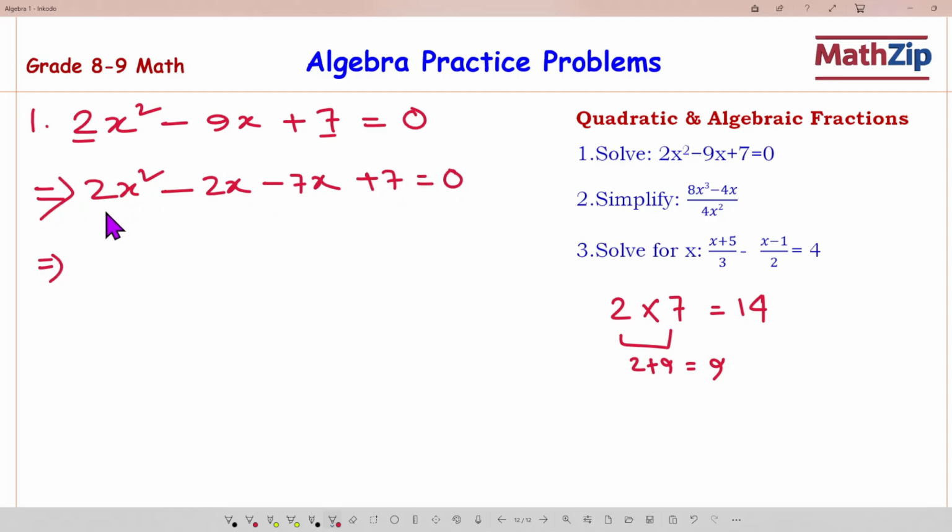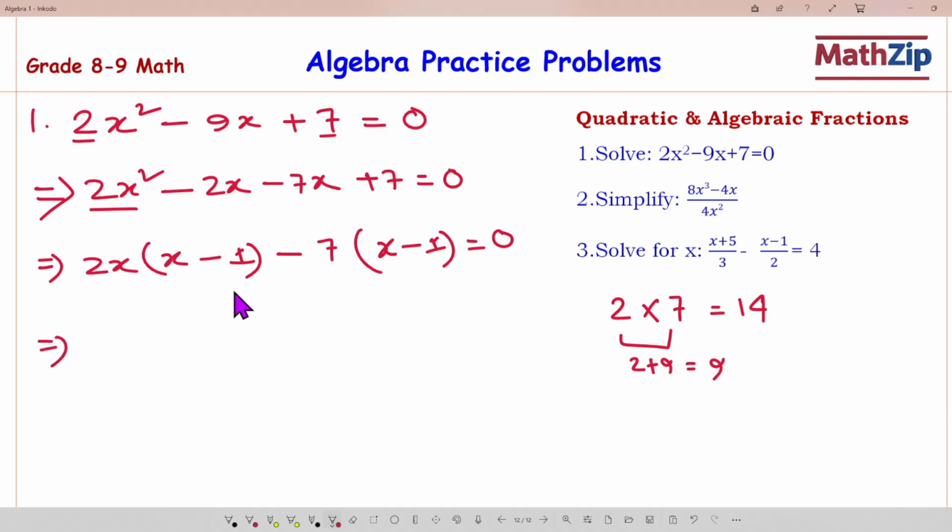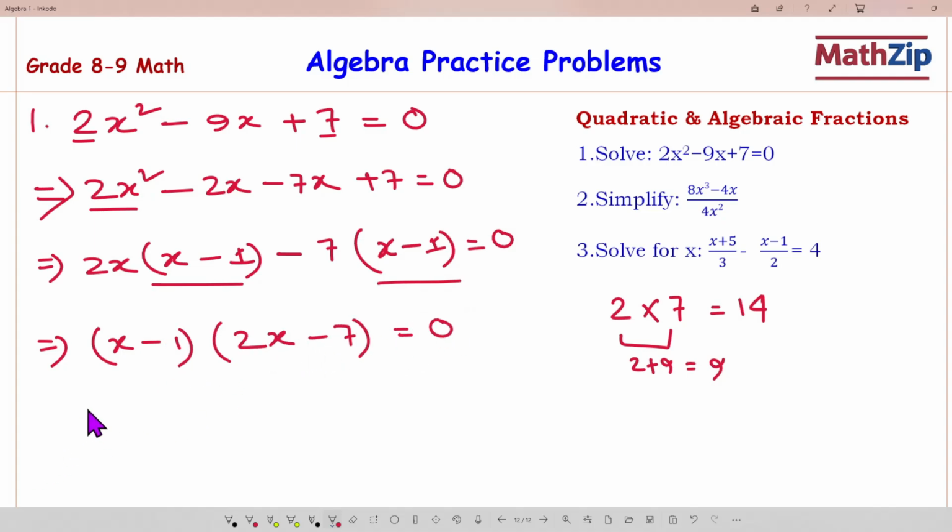Very simple. We can take common 2x, so here is x − 1, minus, we can take common 7, so here is again x − 1 equals 0. Then we can take common x − 1, so here is (x − 1)(2x − 7) = 0.